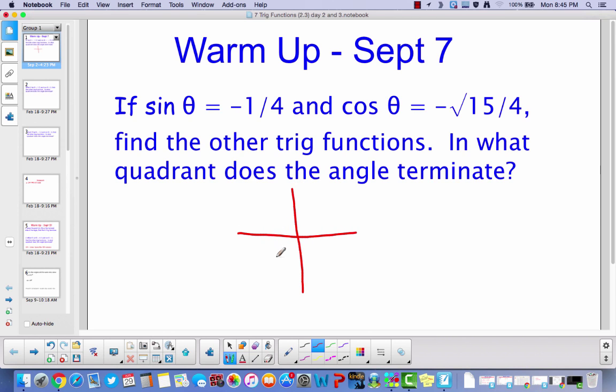Sine is negative in the third and the fourth quadrant. Cosine is negative in the second and the third quadrant. Where are they both negative? So it has to be a third quadrant angle. So let's draw what that looks like.